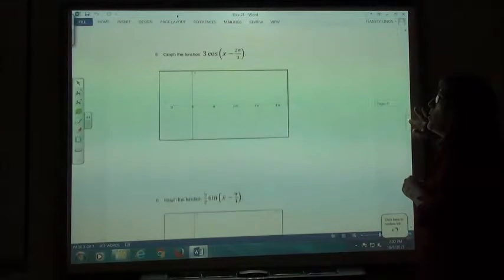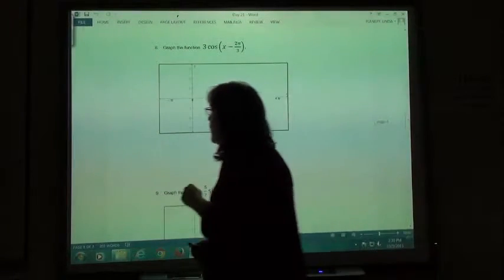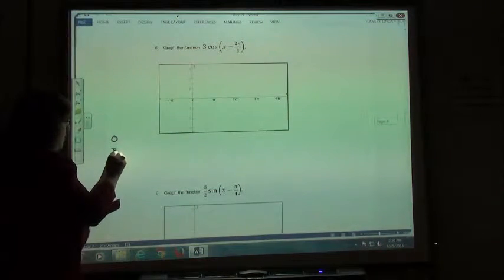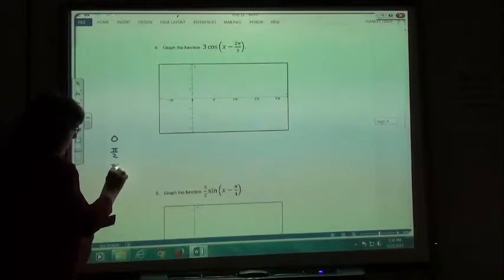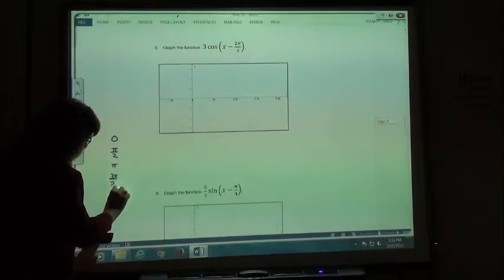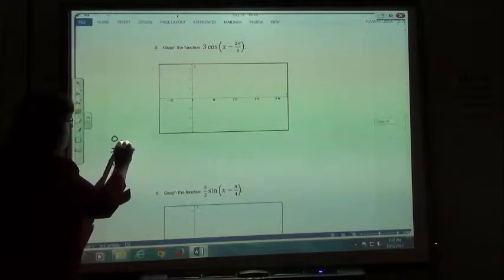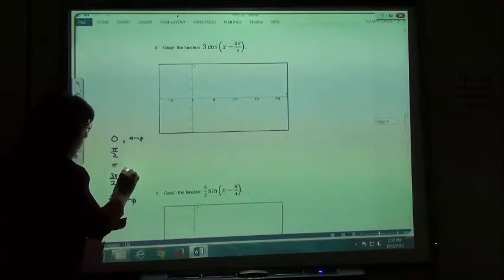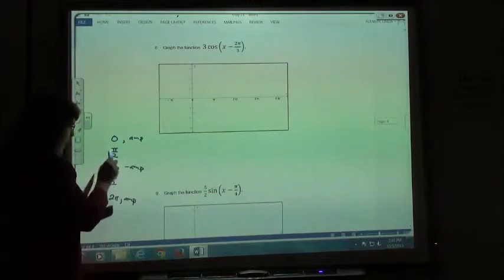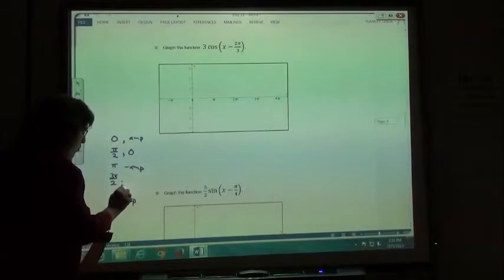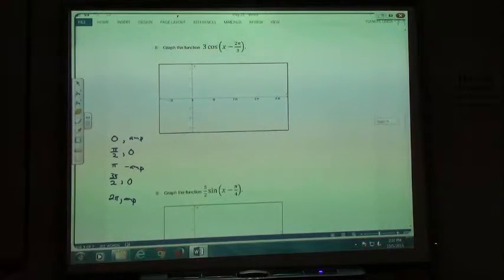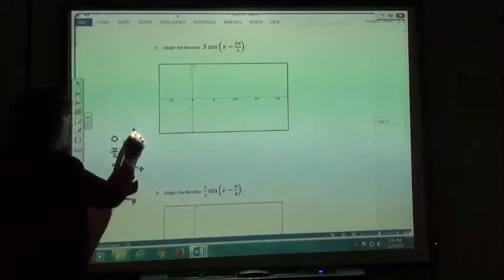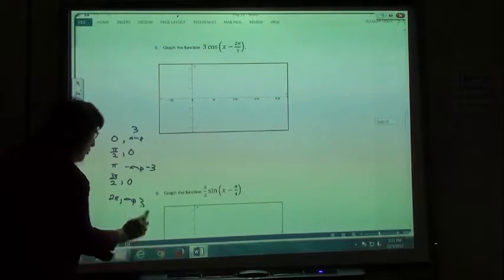So, number 8, we're going to do a cosine graph. So I've got to think about my normal table for cosine. Cosine: 0, pi over 2, pi, 3 pi over 2, and 2 pi. For cosine, we start at the amplitude, we end at the amplitude, and we go negative the amplitude in the middle. At pi over 2 and 3 pi over 2, we're at 0, partway in between. So we want to do the same kind of thing. Here my amplitude is going to be 3. So I'm going to have 3, negative 3, and 3.